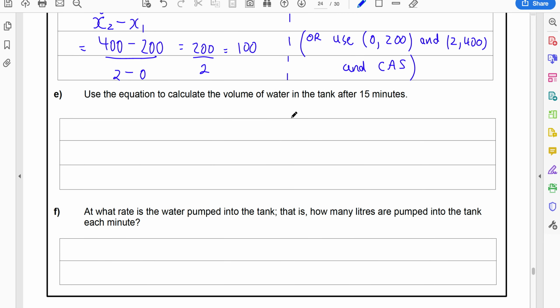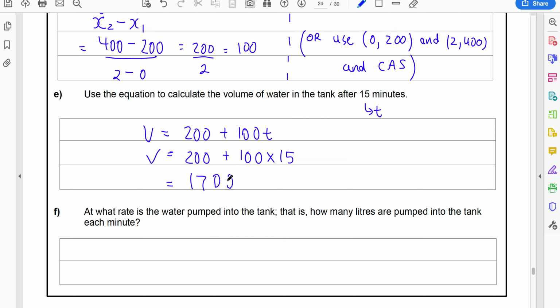Now that we've got our equation, just write it out again here, we can use it. We want the volume of water after 15 minutes, so that's your t value is 15. So what I can do is just substitute 15 into my rule. So that's going to give me 1500 plus 200, so that gives me 1700 litres.